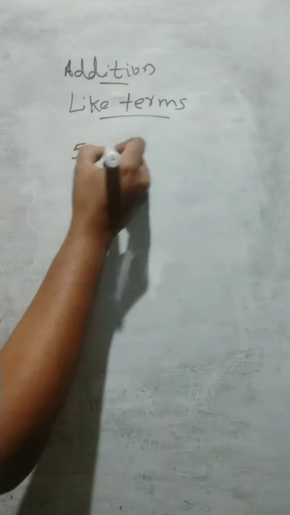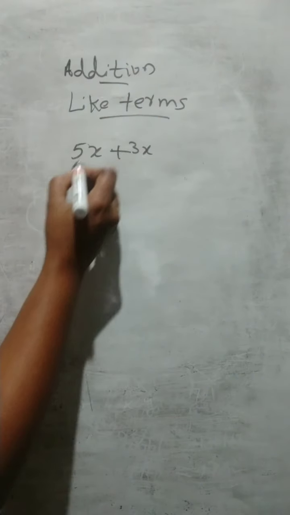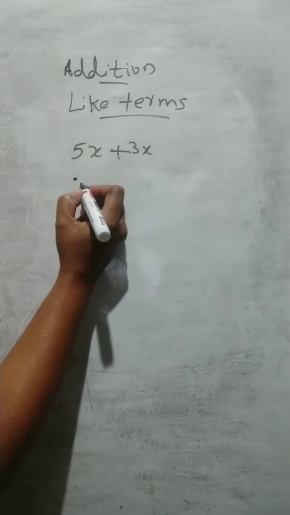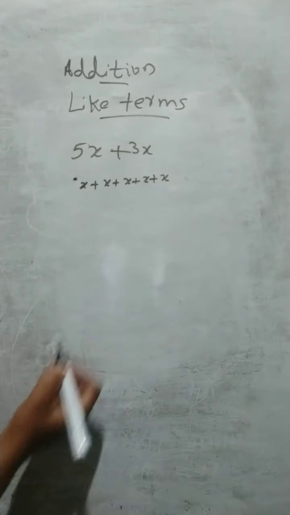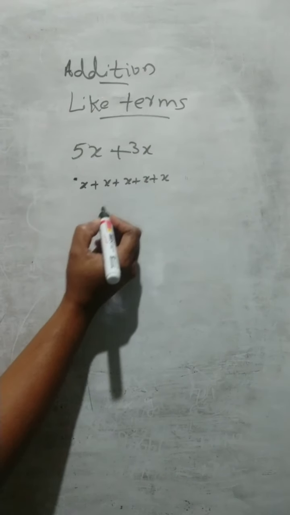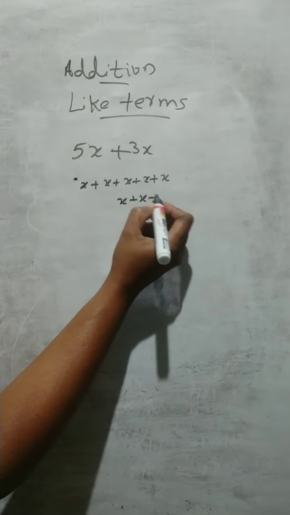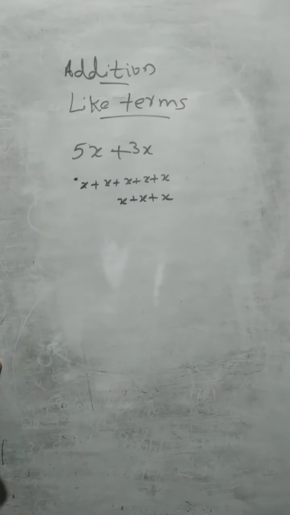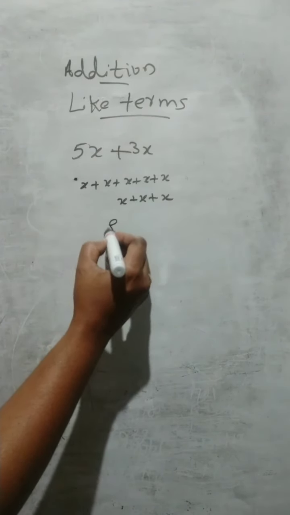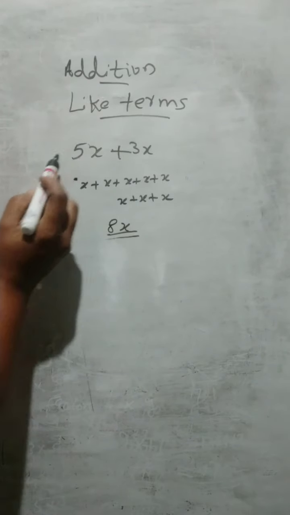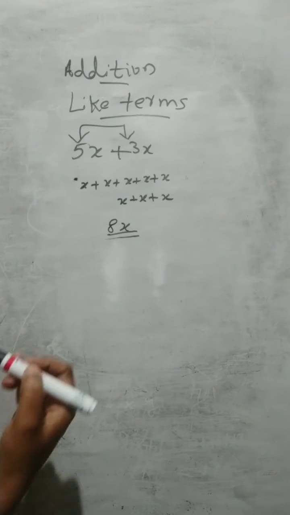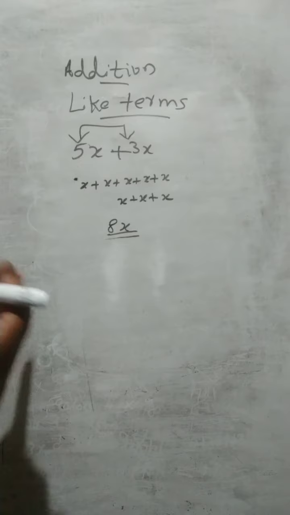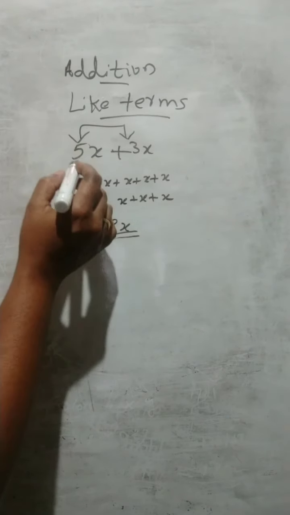Here, 5x plus 3x. We can add these two because 5x is x plus x plus x plus x plus x. Then the next one, 3x, is x plus x plus x. Now there are 8x in total. That is, add or subtract the coefficients of like terms. Then what is the answer?